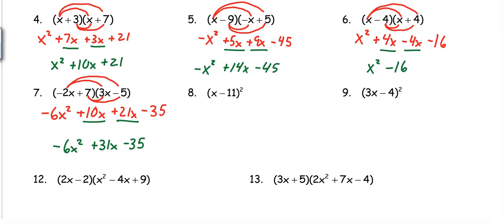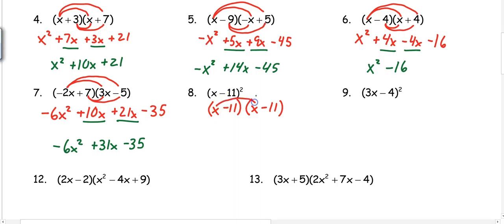Now, in number 8, it looks a little bit different because it's to the squared power. Anytime it's to the squared power, remember that a squared just means something times itself. So we're going to rewrite this so it's x minus 11 times x minus 11, and then I can do my distributive property. You cannot just distribute your exponents. You have to rewrite it first.